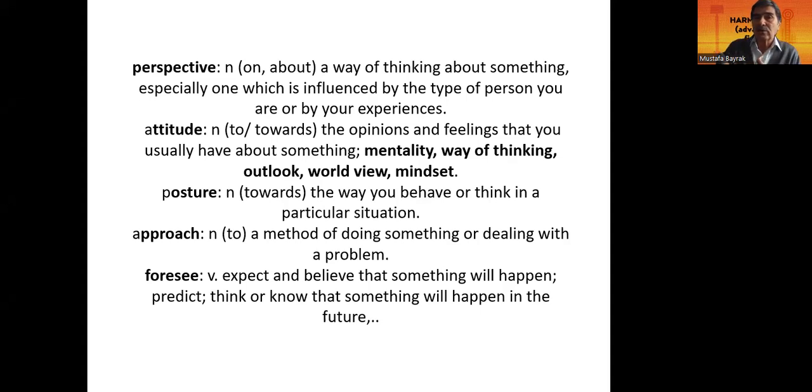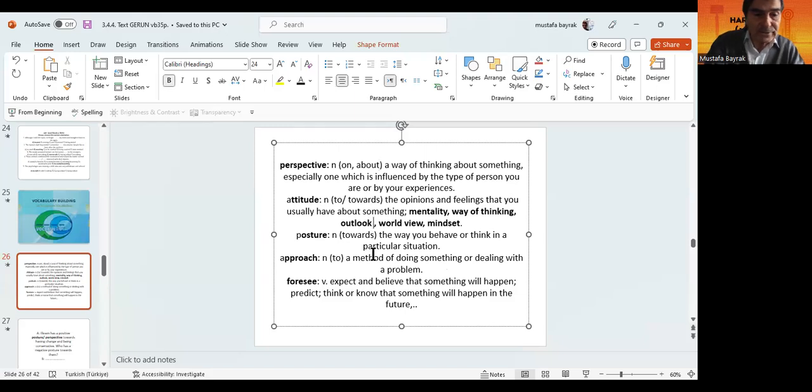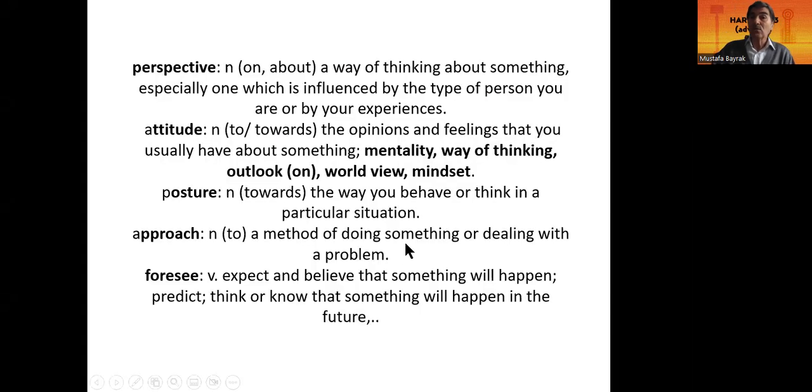For example, I like your attitude. I like your perspective. I like your mentality. Okay. I like your way of thinking. Style of thinking. Outlook. Yes, what's your outlook on, like perspective, okay? Instead of perspective, what's your outlook on education in this country? Outlook on. World view or mindset. I like your mindset. I like your mentality. I like your world view. Posture.